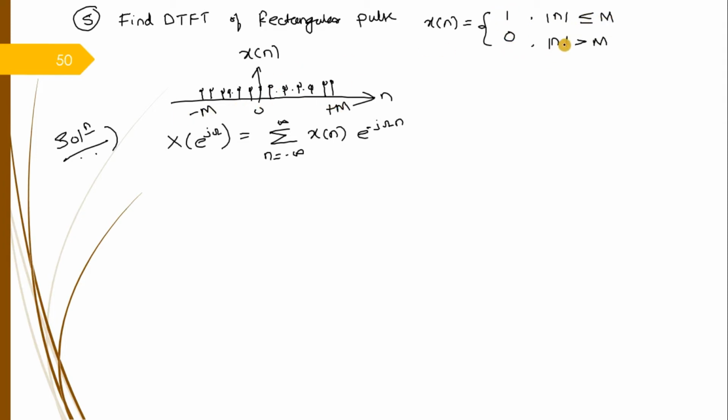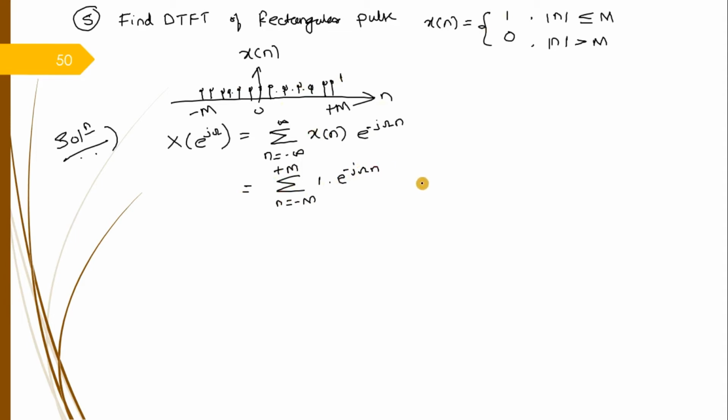Within this range, it is 1. Out of that range, it is 0. That's the meaning. So if I want to produce the answer for it, this is equal to the summation n ranging from minus m till plus m, x of n value is 1 here, it is given 1 dot e raised to minus j omega n.